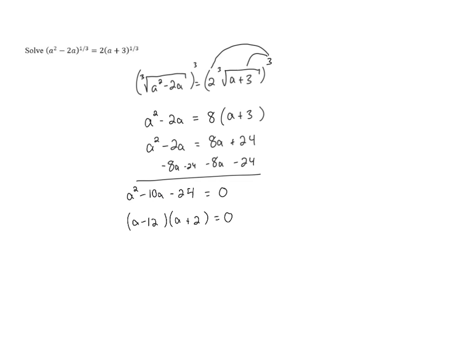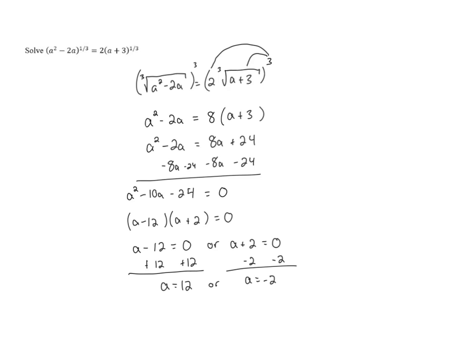And once we've factored the polynomial, we can use the zero factor property and set each of those factors equal to 0. So a minus 12 equals 0, or a plus 2 equals 0. And we can solve these equations to find the solutions to the original equation. If we add 12 to both sides with the first one, this gives us a equals 12. And if we subtract 2 from both sides of the second equation, this gives us a equals negative 2.